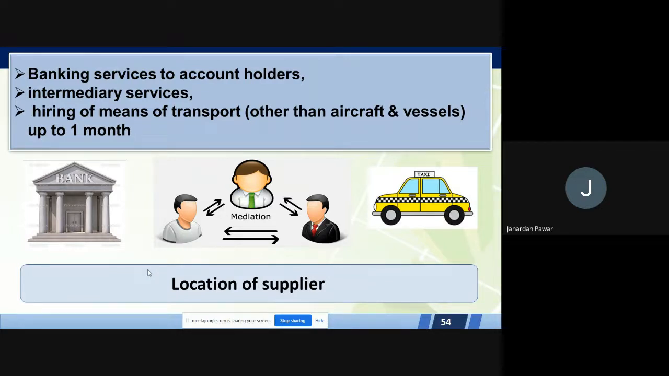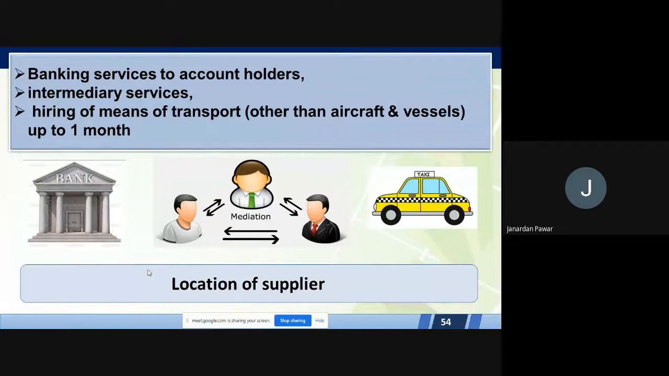So here we are done with slide number 54: banking services to account holders, intermediary services to the recipient, and hiring of means of transport. We hire Ola, we hire Uber, we hire a taxi, we hire a car, even n number of hiring of transportation means. In that case, what is the place of supply? In all these cases, the place of supply is none other than the location of the supplier. I hope you have understood these contents I have delivered today.